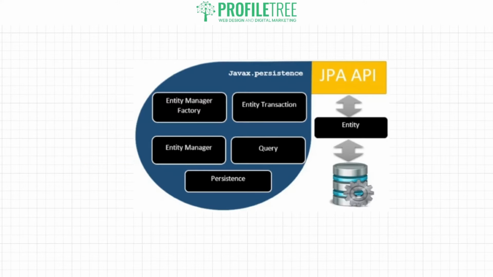So again, this is more or less a diagram of Javax Persistence, or JPA API. So you've got your entity manager factory, entity transaction, entity manager, query, persistence, and then of course it passes that through to the JPA API entity into the database. So that's more or less how that works. And again, just to recap, it's providing that abstraction layer between the Java objects and the underlying database, and that's what makes it easier to work with databases in web applications.